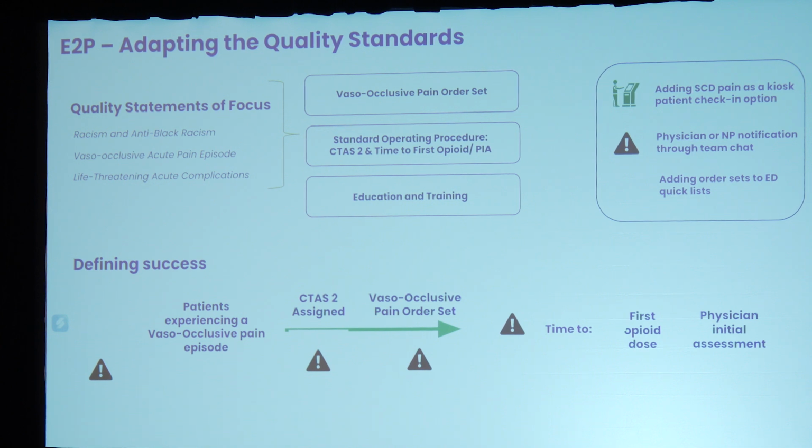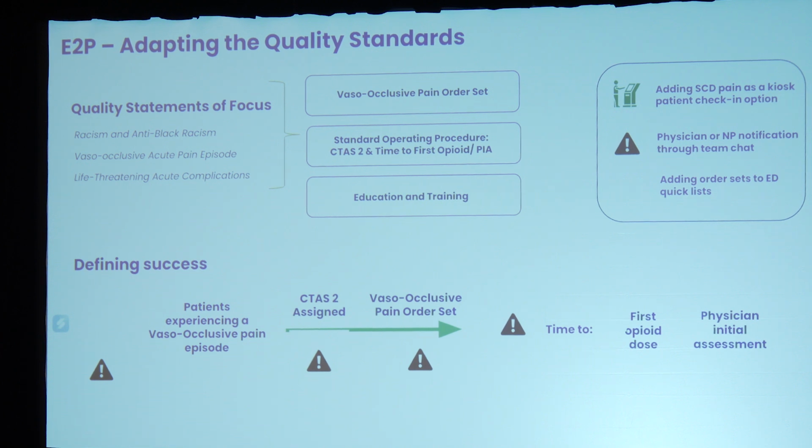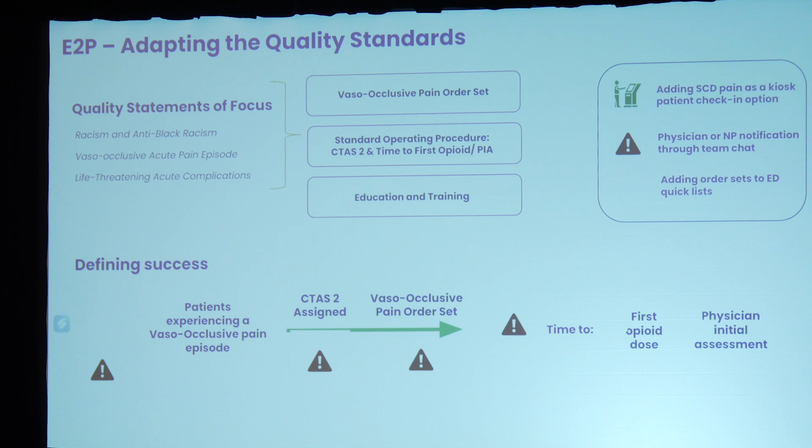Additional change ideas do, of course, vary at the local level, and they were largely dependent on the maturity of an organization's health information system. Some examples included adding sickle cell disease pain as a kiosk patient check-in item, physician or NP notification through team chats, and adding the order sets to ED quick lists for improved visibility.